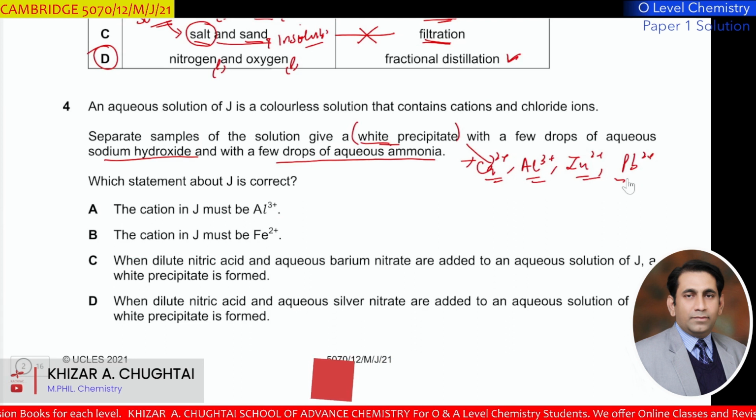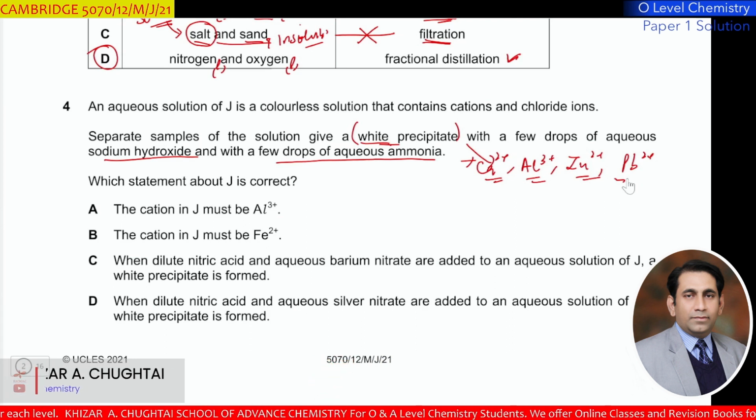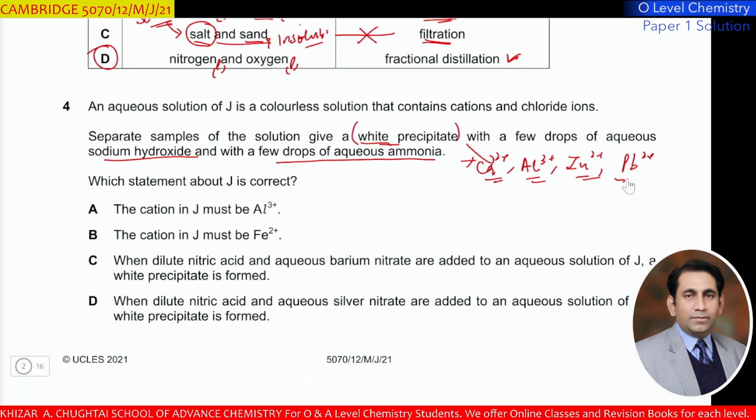Which statement about J is correct? Option A: the cation in J must be the Al3 positive ion. Yes, it could be. Let's come toward the next option, option B.